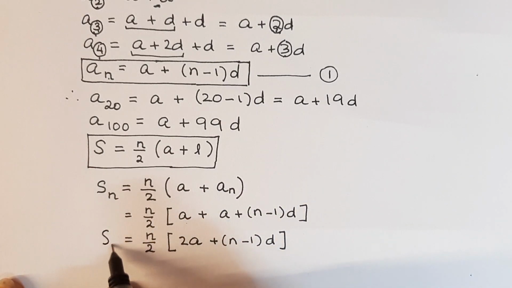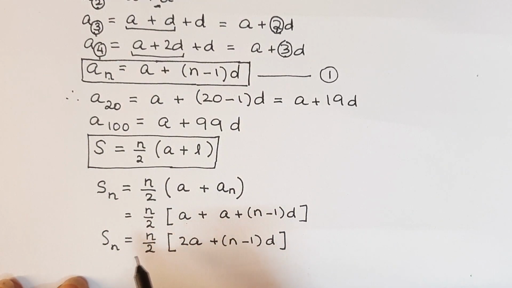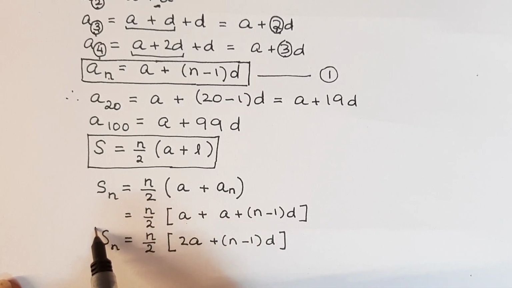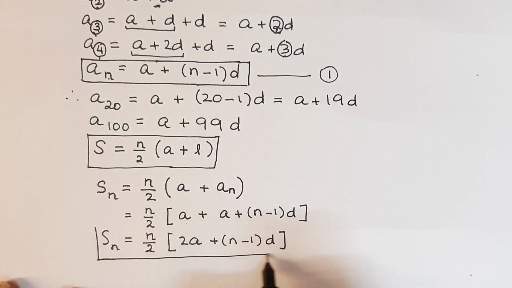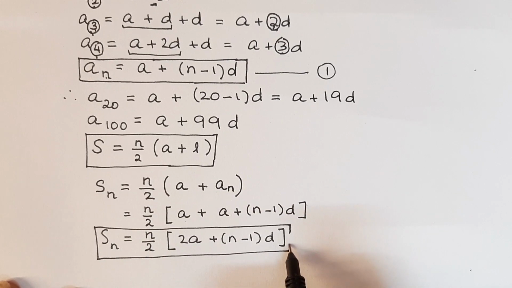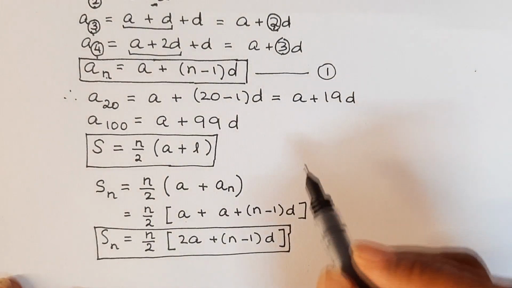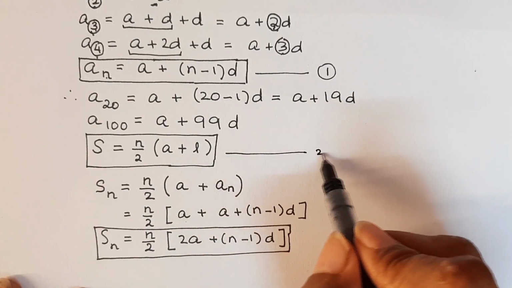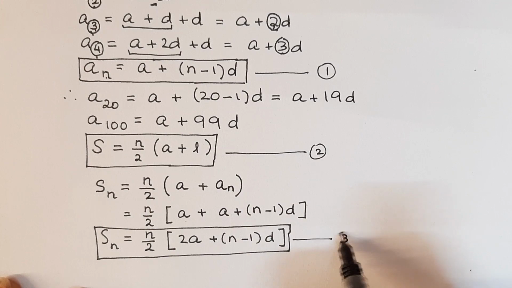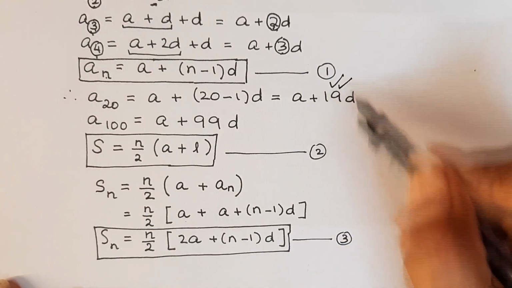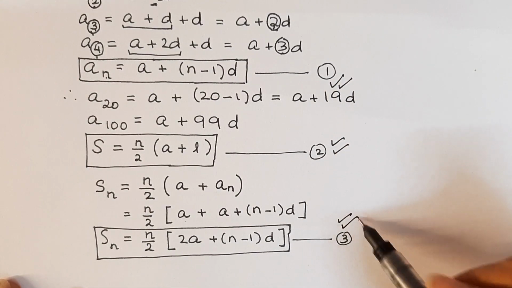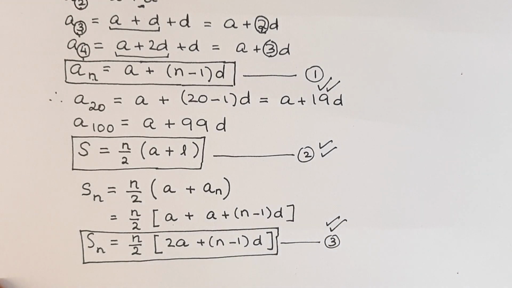So we have the Sn formula where we have the sum of n terms, Sn is equal to n upon 2 into bracket 2a plus n minus 1 into d. So we have the first formula here, this will be the second formula, and this would be the third formula. So if we know these formulae by heart, we will be able to solve the questions very easily on arithmetic progression.